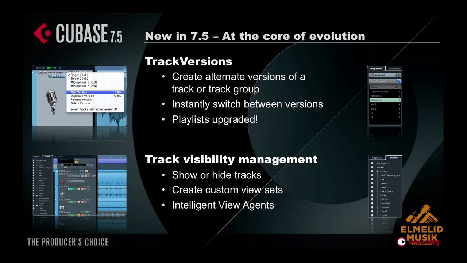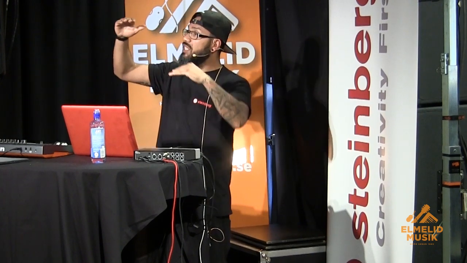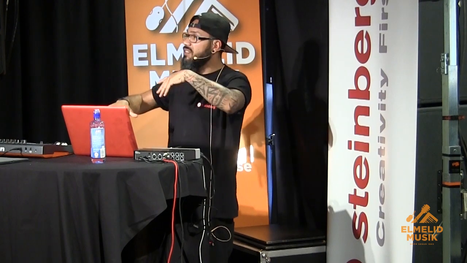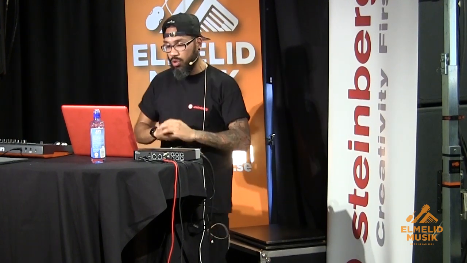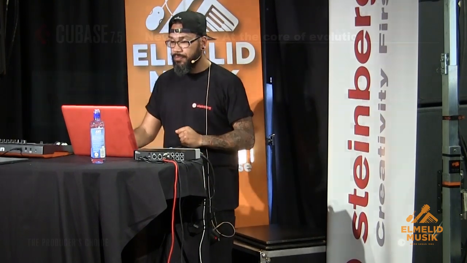We will have the track visibility management, and for those of you who are already working with Cubase 7, the track visibility management is something you will know from the mix console. What the track visibility does is show and hide tracks. You will still be able to hear them, but you can just hide them. Especially cool if you're working on a really large project and you just want to focus on the drum parts. You can hide all the rest and just really focus on the drums. And of course, you can create custom view sets.